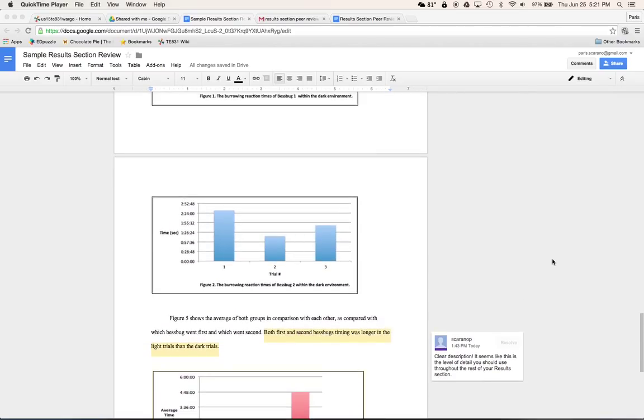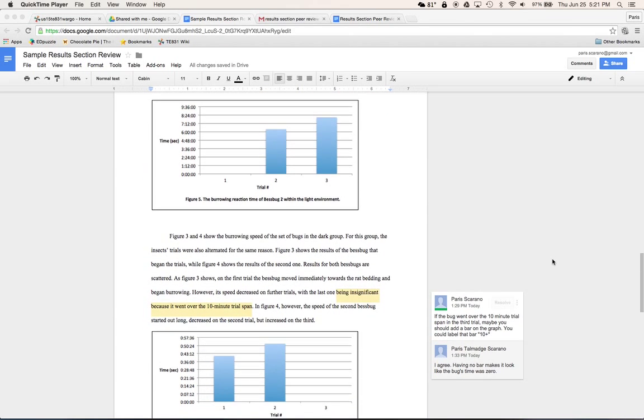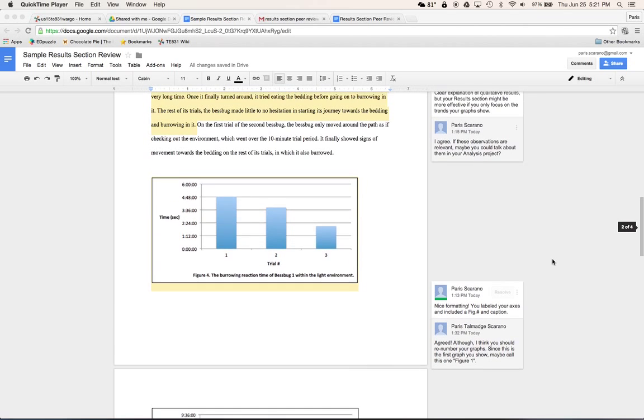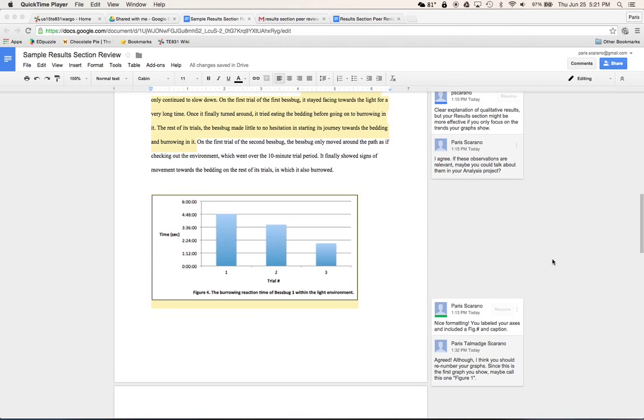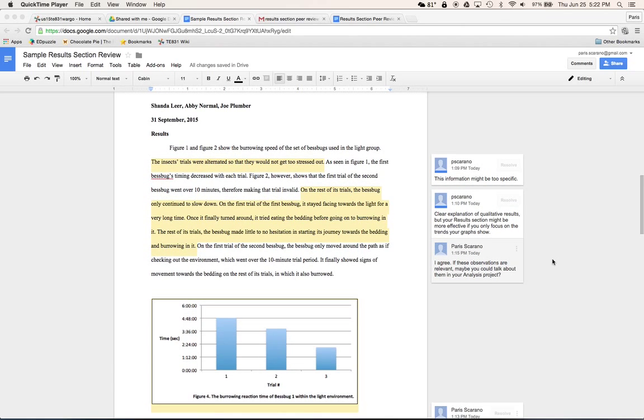So I look forward to actually implementing this in the fall and seeing how it goes, and I hope that with sort of a little video tutorial guide, students will have a better idea of how they can actually go about this review process, and a little bit more about what they can get out of the review process as well.